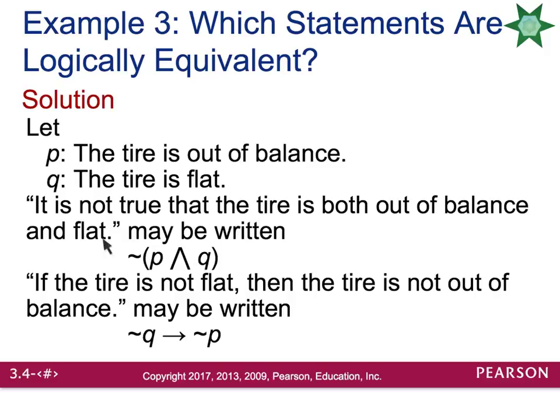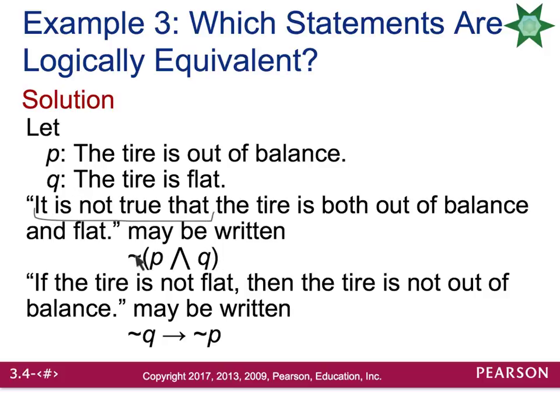Let's look at that first statement. It is not true that. When you see this part, you can save that for last because it's negating everything that's after it. You could put a comma there to mark it off, but we're going to put this statement in parentheses and then negate it. The tire is both out of balance and flat, so that would be P and Q, and then we put parentheses and do the negation.